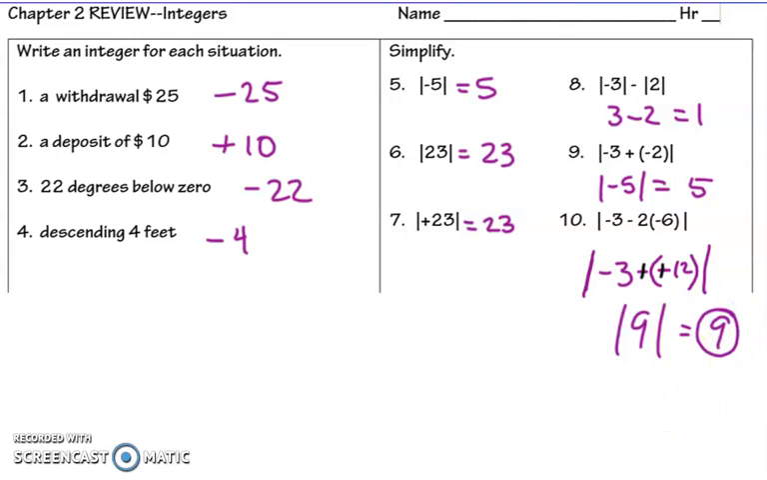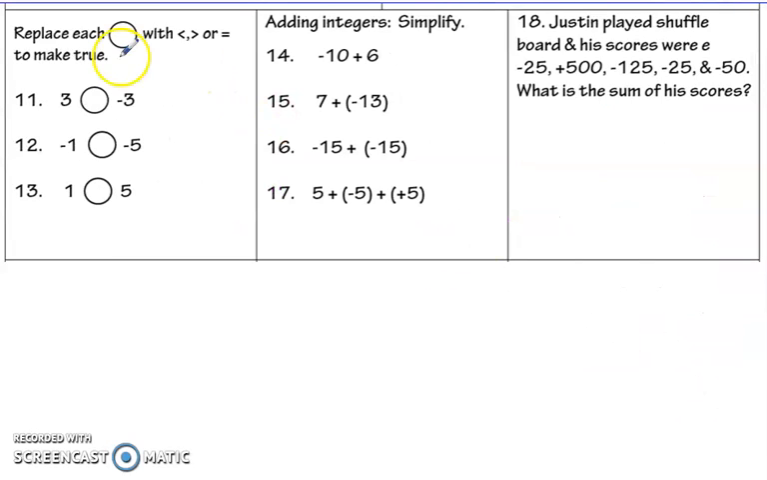Hope you did well on that. Lots of steps in that. Okay, negative 3 is the smallest, so this is going to be greater than. Negative 5 is the smallest.